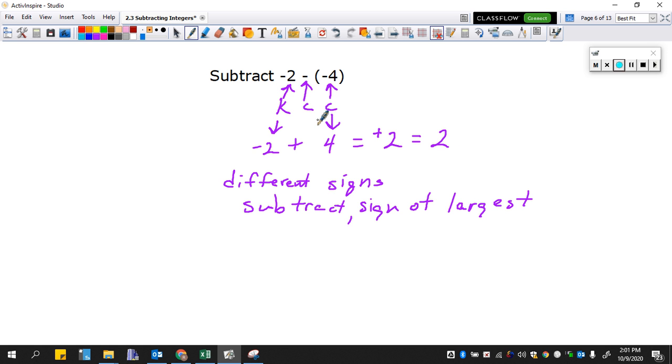Another way of looking at this is that you notice that up here we have a double negative. A double negative turns into a positive. And you notice that when we change that, that double negative up here changed into a plus, a positive. So that is another little shortcut: whenever you see the double negative, you know it's going to turn into a plus, a positive.